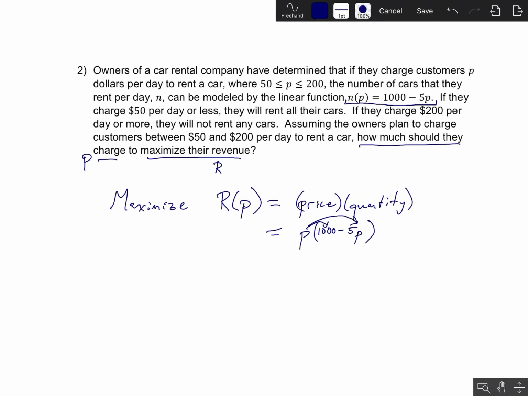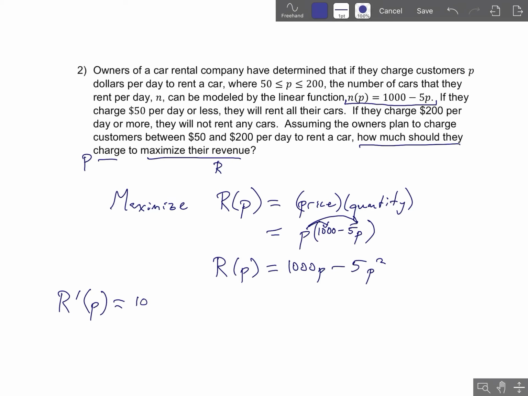Usually I like to distribute here, so I would distribute the P. Otherwise you have to use the product rule whenever you start taking derivatives, and I normally think it's a little easier to just distribute right away. But it's sort of a matter of personal preference, you can do either. If you do distribute, you'll get that the revenue function is 1,000 times the price minus 5 times the price squared. So this is what we want to be maximizing. And in order to maximize this function, we'll turn to the first and second derivative tests.